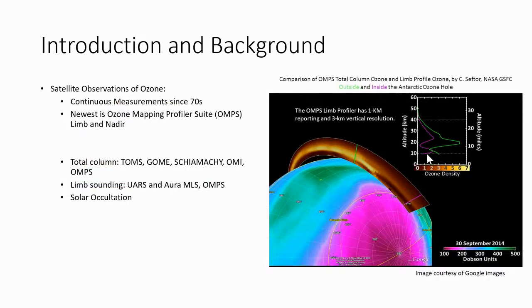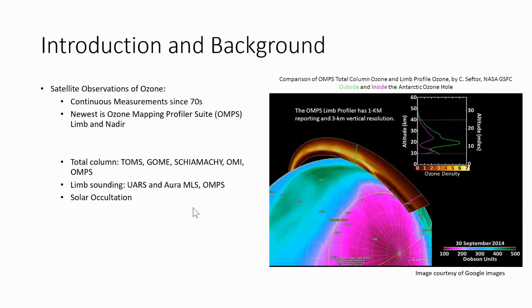So satellite observations of ozone have been made fairly continuously since the 70s. The latest generation in this is the Ozone Mapping Profiler Suite, which has a limb module and a nadir module. Nadir observations will give you a total column measurement, which have been done historically with the TOMS, GOME, SCIAMACHY, and OMI instruments, but we can also obtain a profile measurement using limb sounders or through solar occultation.